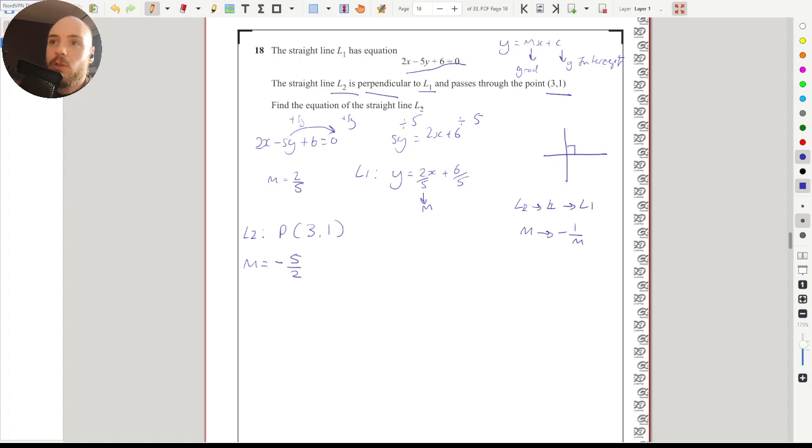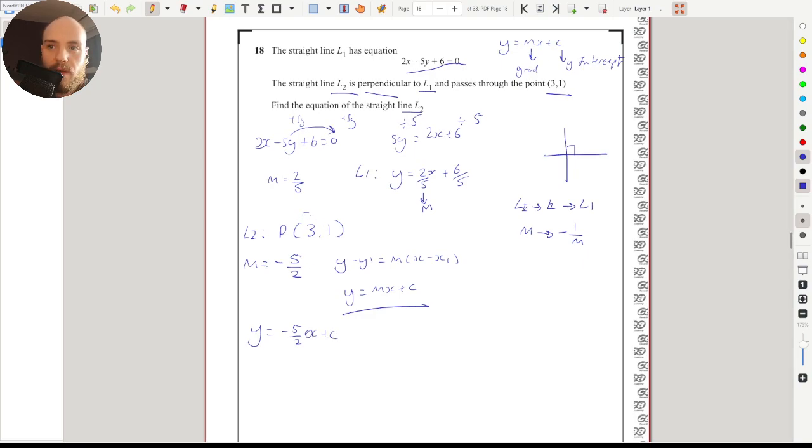And then it just says find the equation of line L2. So we've pretty much done all the work here. All we need to do is pop this into our equation. Now there's two ways to go about it. You can do y minus y1 is equal to m(x minus x1), or you can just do y is equal to mx plus c. I'm just going to be lazy and use this format here. So I'm going to put my m in, so it'll be y is equal to minus 5 over 2 x plus c, and now we have a point.